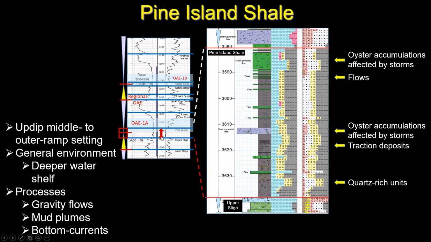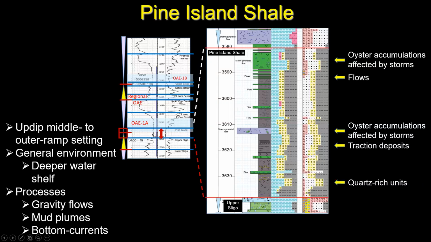The Pine Island is here on the wireline log. It's shown by a big decrease in resistivity and negative SP. Very good correlation marker, likely all through Texas. The Pine Island Shale was deposited in a deeper water, middle to outer ramp setting. There is no down dip barrier reef at this time.